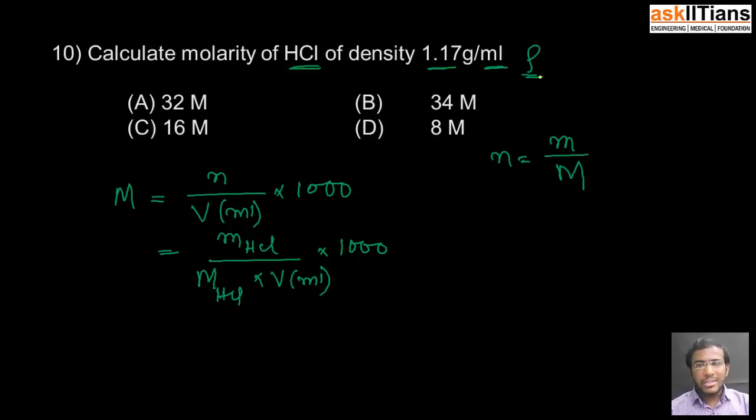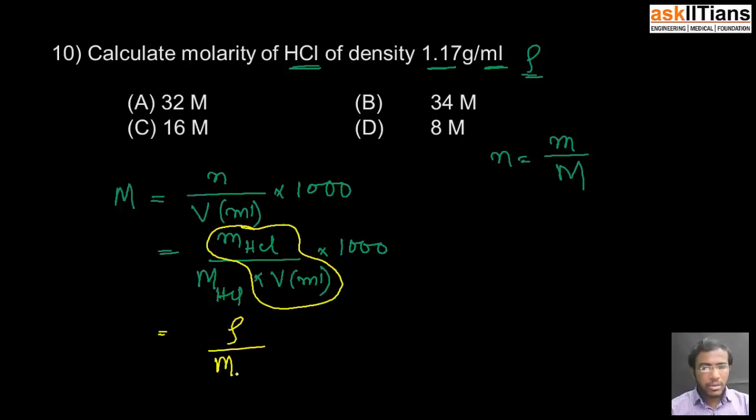So if you see, the density of HCl is what? The mass of HCl by the volume. So the density of the HCl solution is given. So this is density of HCl divided by the molecular mass of HCl into 1000. So the density is how much? The density is 1.17 divided by the molecular weight of HCl, which is how much? 36.